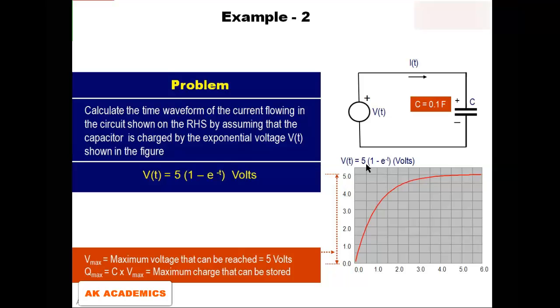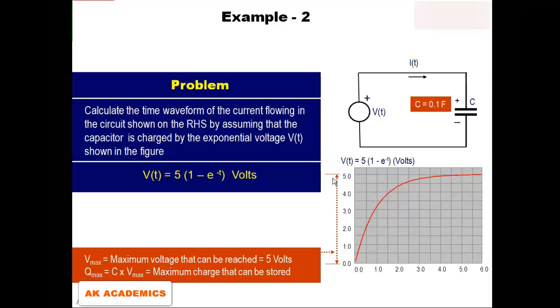So V of t is equal to 5 multiplied by (1 minus the exponential of minus t). This is the voltage in the time domain. What is our Vmax? Vmax is the maximum voltage, the peak voltage, the amplitude. The maximum voltage that can be reached from this waveform is 5.